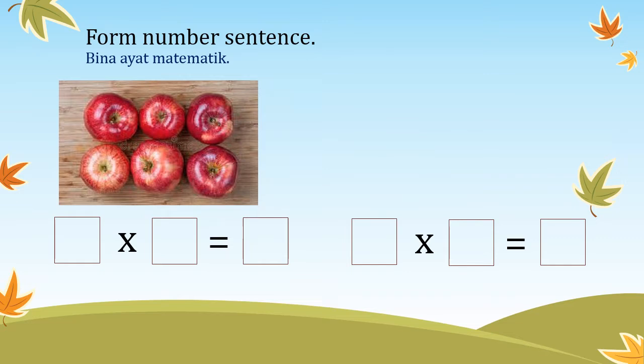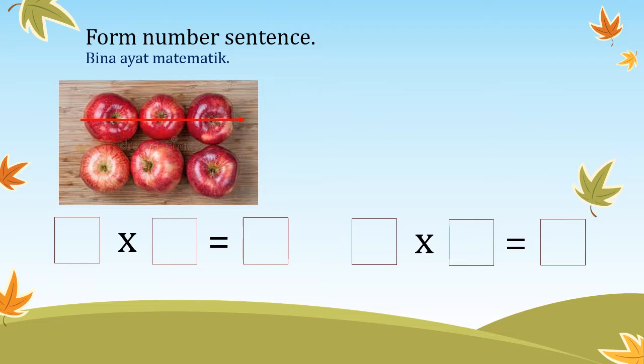Okay, next example. Look at this picture. Okay, the picture of apples. Can you tell me what is the number of rows? Berapakah bilangan baris untuk apple ini? Baris ni adalah susunan secara melintang. Horizontal arrangement. Ya, susunan melintang. Okay, like this. Ini adalah secara melintang.